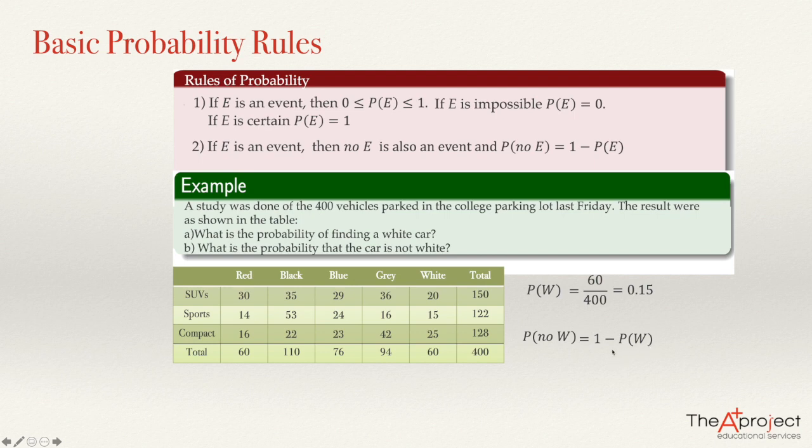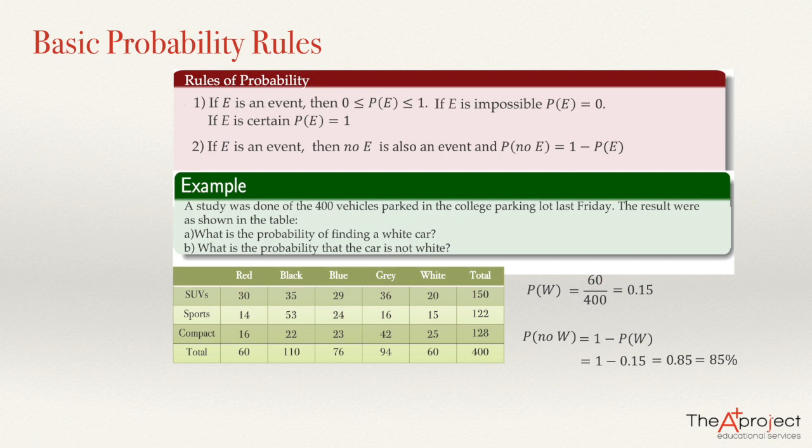So it will be easier to compute it in this way instead of counting all the cars that are not white. So in this case, we have 1 minus 0.15, that is 0.85 or 85%. And that answers question B in an easy way. So knowing this rule helps me to solve some problems in an easier way.